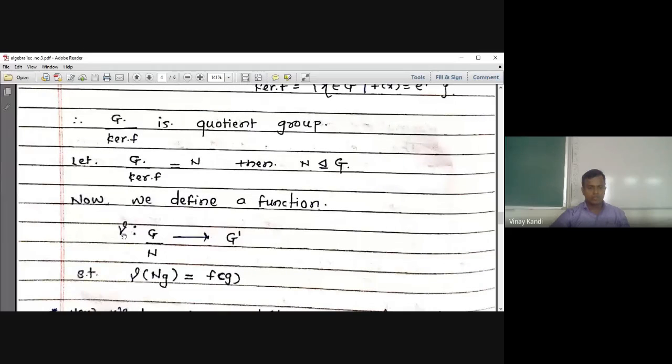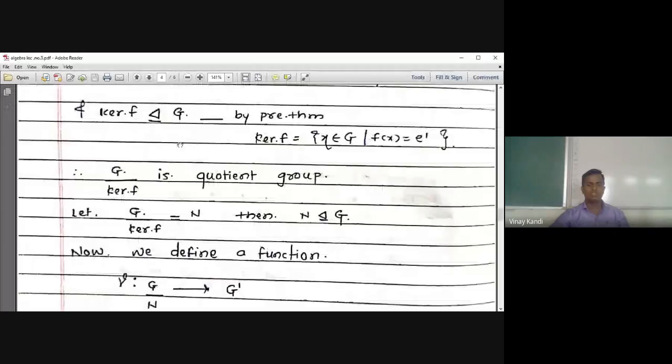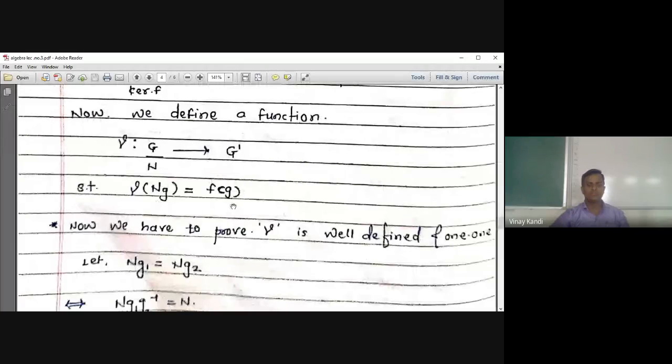We define this gamma like this: gamma of ng is equal to f of g. Every element of G dash is in the form of f of g. Why f of g? Because f is a function from G to G dash, and f of g belongs to G dash. Hence we define gamma of ng equal to f of g. Now we have to prove this gamma is well defined and one-one. What is meant by well defined? We first have to prove that it is a function.